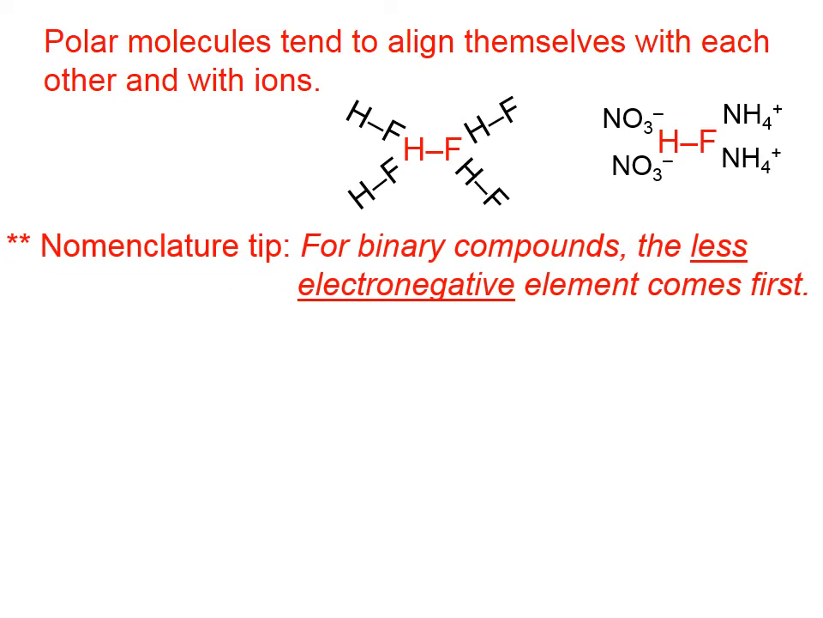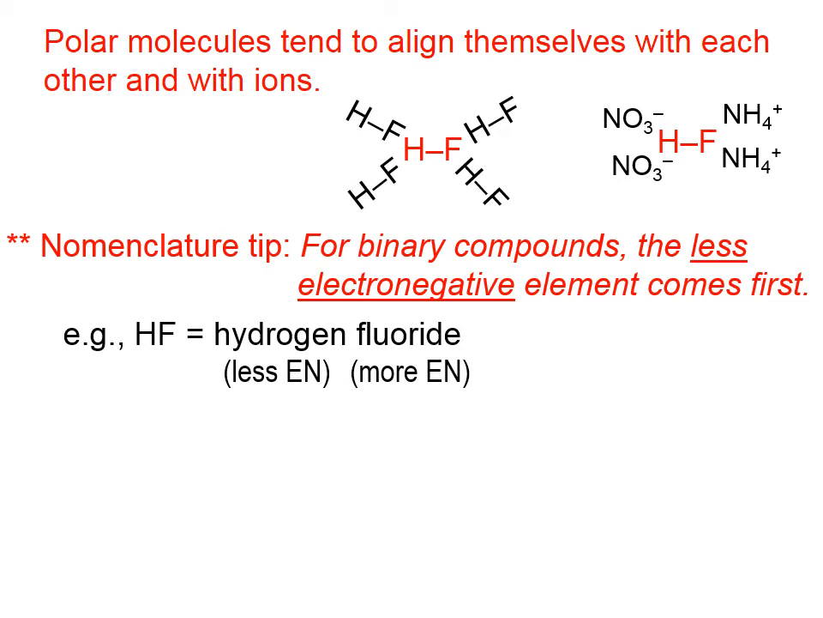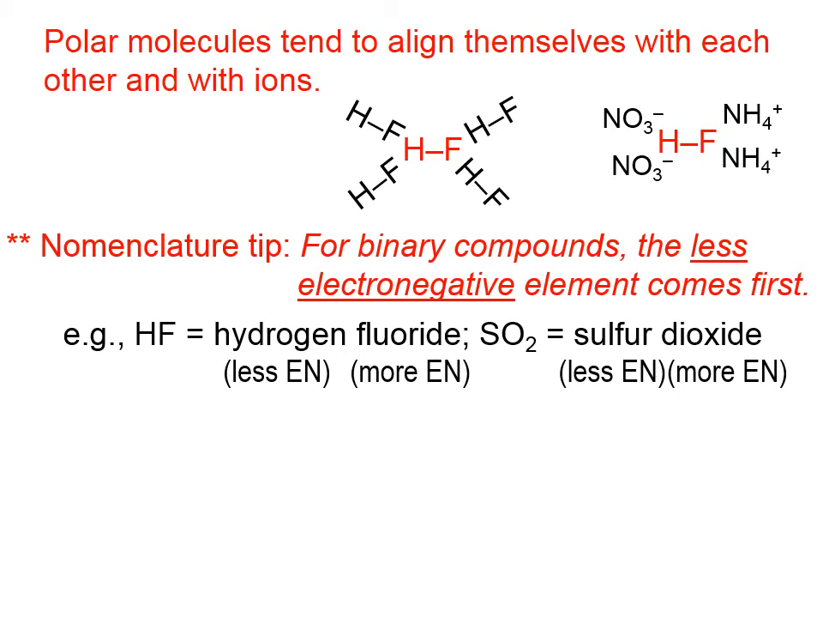Now here's a nomenclature tip. For binary compounds, the less electronegative element always comes first. For example, HF is called hydrogen fluoride. We're talking about the compound here, not when HF has been bubbled into water, in which case it becomes hydrofluoric acid. Hydrogen is less electronegative and the fluorine is more electronegative, so the less electronegative element comes first. Sulfur dioxide: sulfur is less electronegative and oxygen is more electronegative.